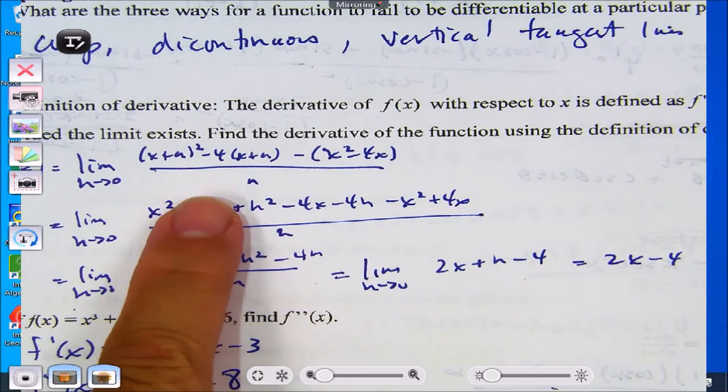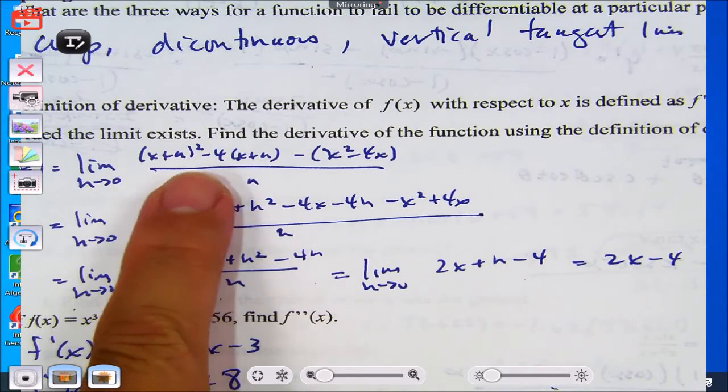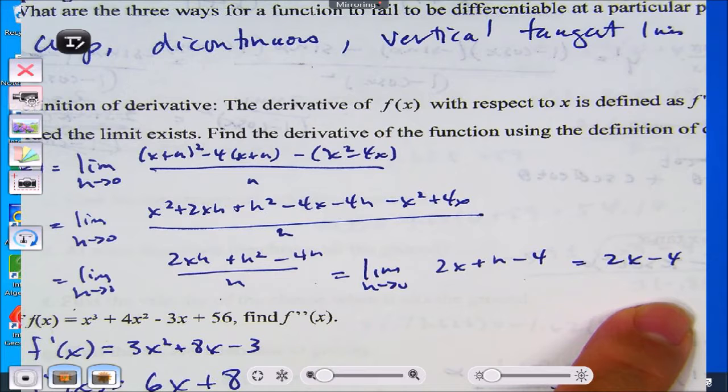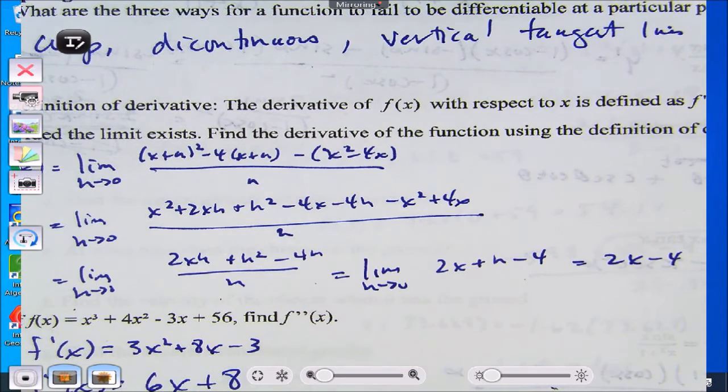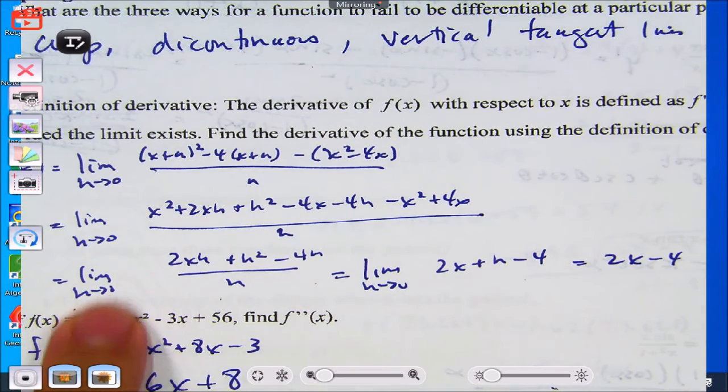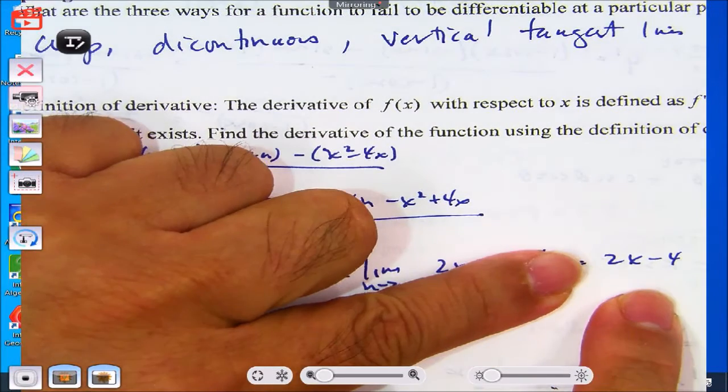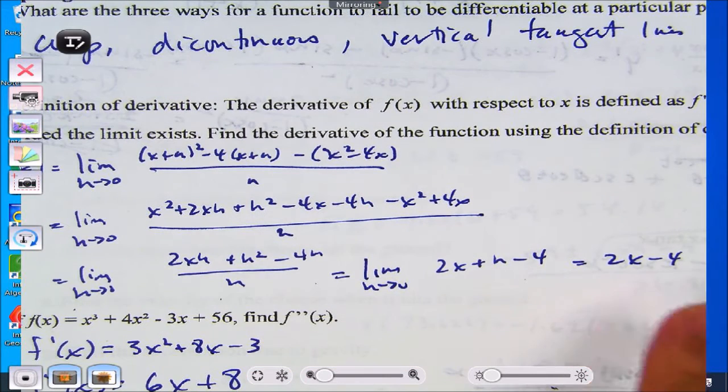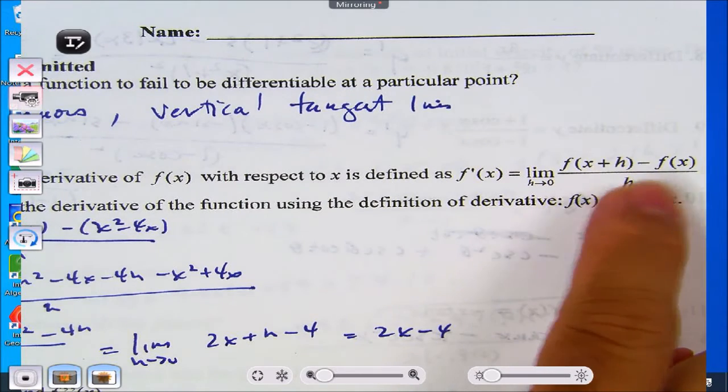You have to be able to go from here to here. When it tells you to find a derivative using the definition of a derivative, when it's in the instructions, do it, until you don't have a limit. See, there's no limit on here. So are you going to provide that? No. So I have to just know that? Yes.